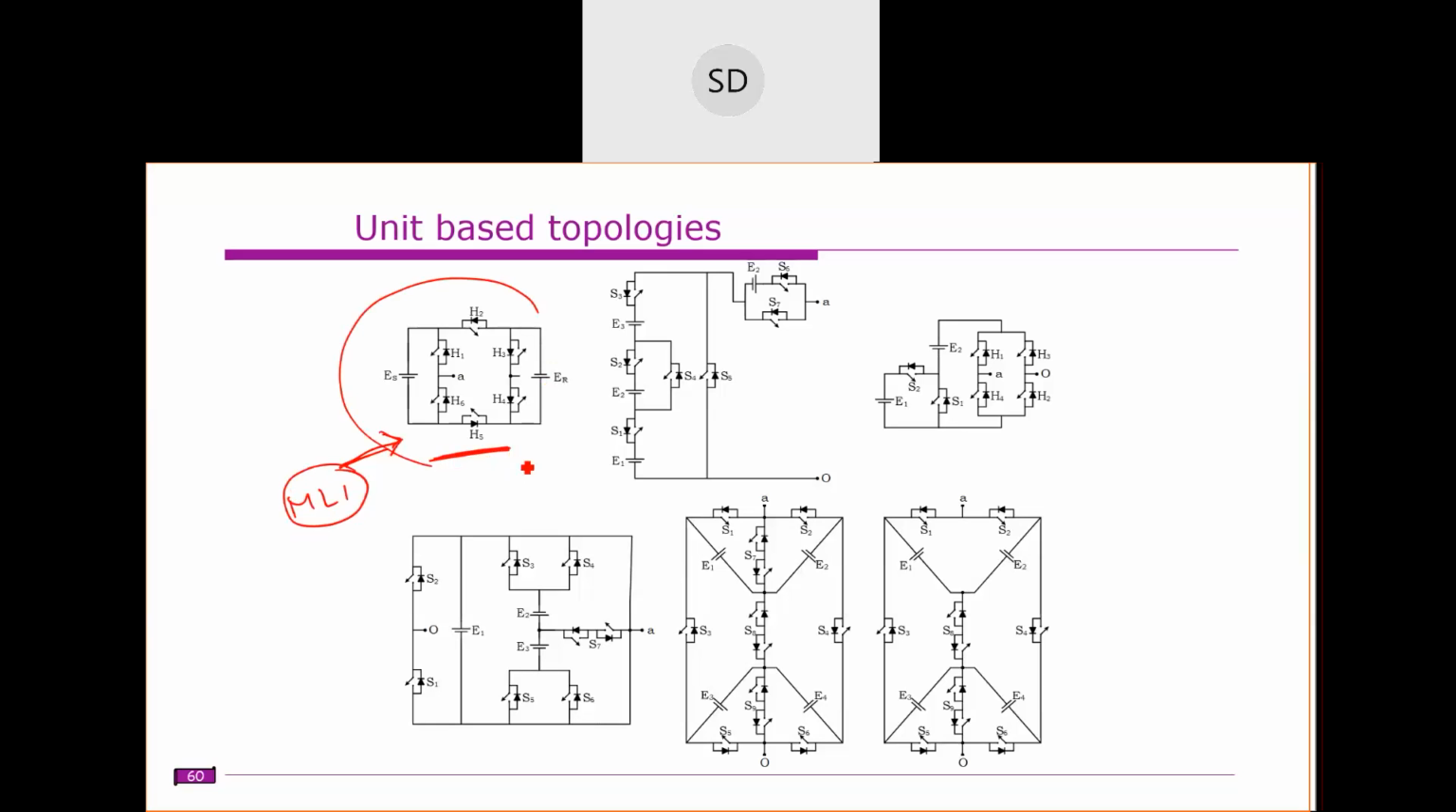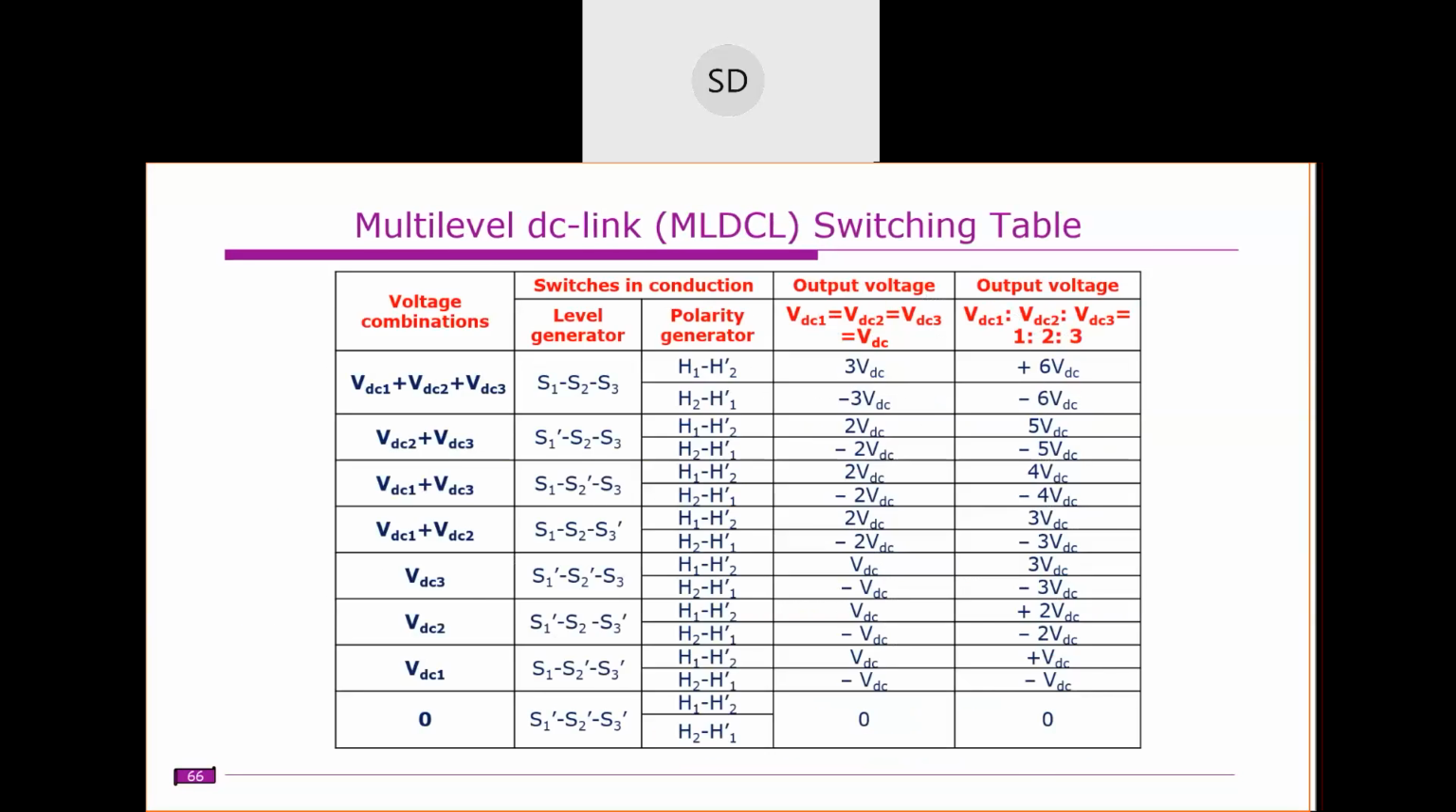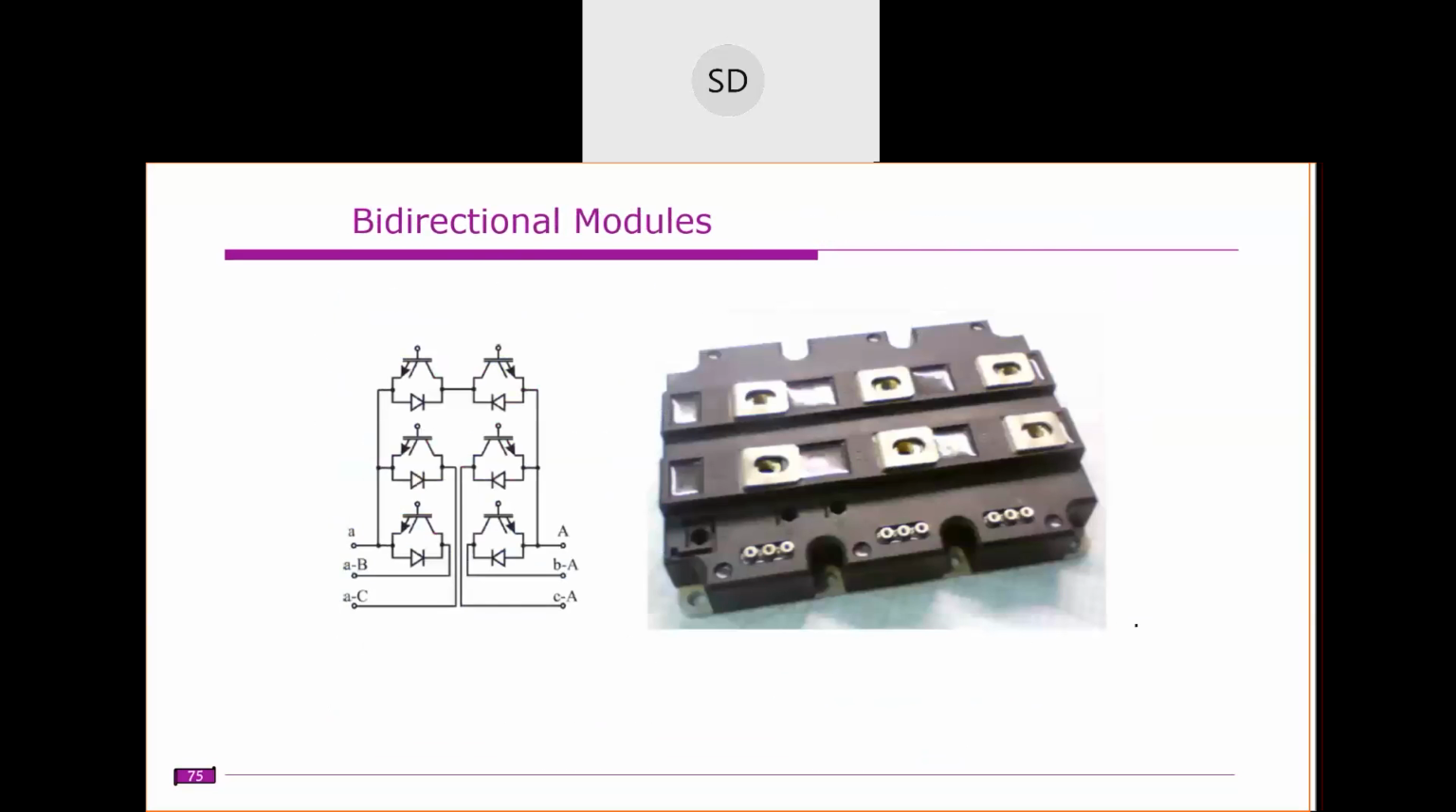Each of these units produces a certain number of levels, and we cannot directly extend this topology. The only possible way to extend these topologies is to cascade different modules. So we'll discuss them one by one.